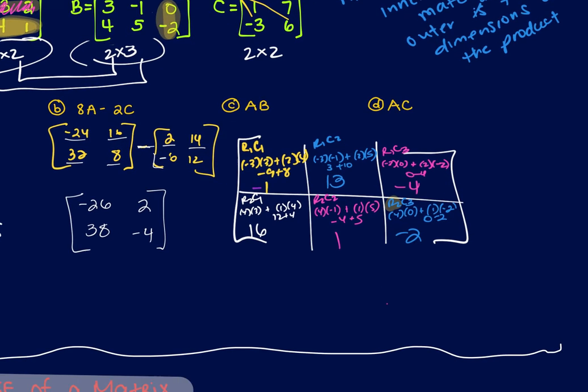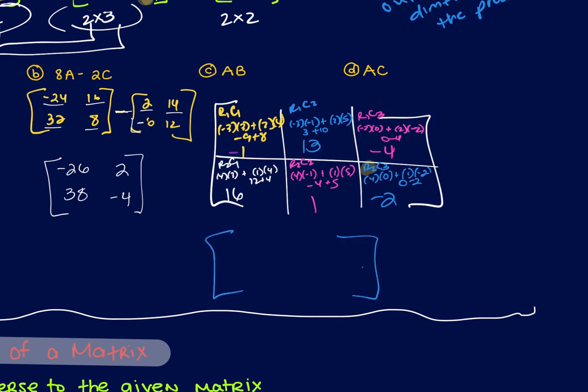And then you'll just rewrite that nice and neat for me on the little line I provide: negative 1, 13, negative 4, 16, 1, and negative 2. And be careful with your signs.